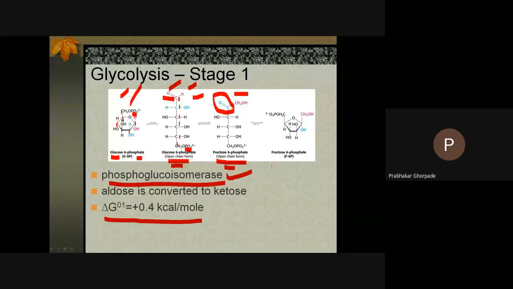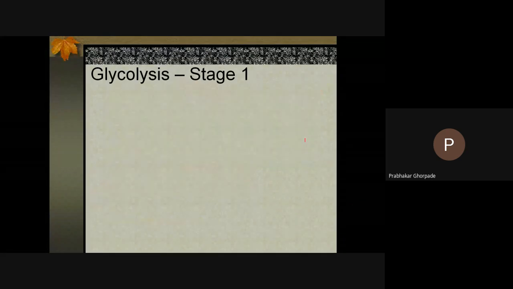And now in the next step, this open chain form gets converted into the closed chain form. Basically this structure and this structure are both fructose 6-phosphate, but the difference is that this one is an open chain form, and this one is a closed chain form. Okay, so this is a cyclic structure.